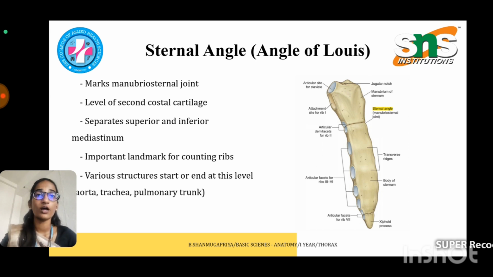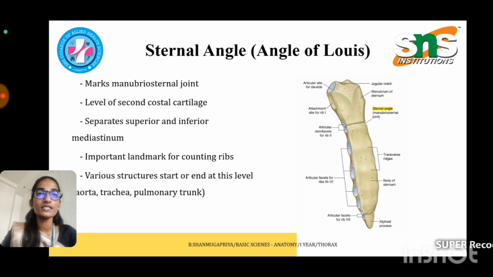The ribs are counted from this level downwards, and there is no reliable point anteriorly from which the ribs can be counted. The second costal cartilage and the second rib lie at the level of sternal angle or angle of Lewis. The ribs are counted from here by tracing the finger downwards and laterally, because the lower costal cartilages are crowded and the anterior parts of intercostal spaces are very narrow.